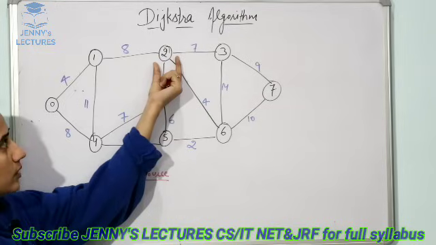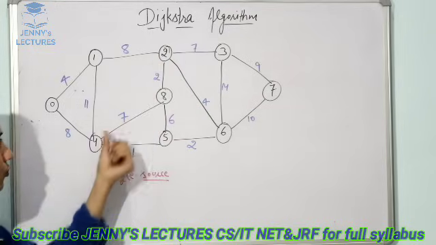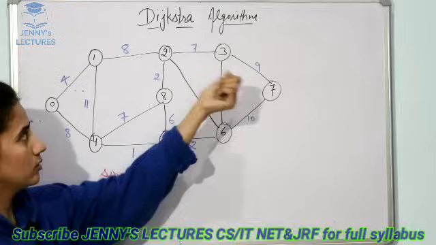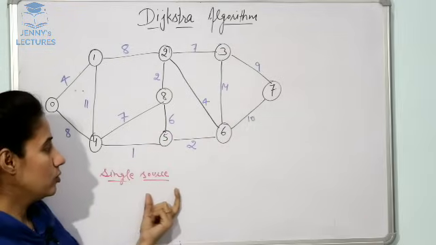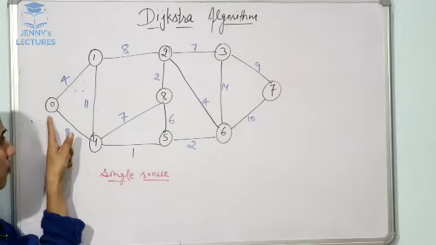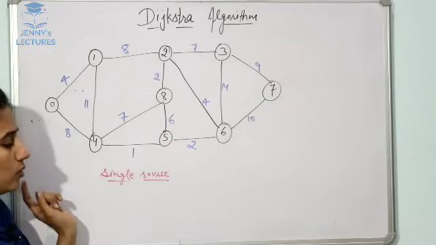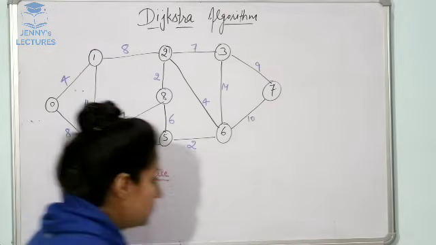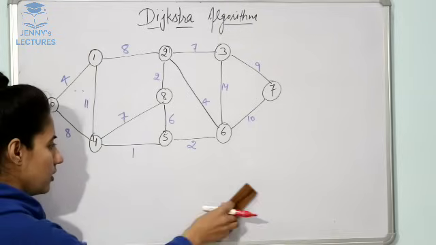consider 2 as the source and find out the shortest path from 2 to 1, 2 to 4, 2 to 8, 2 to 5, 2 to 6, like that to all other vertices. So it is basically single source shortest path problem. From one source you are supposed to find out shortest path to all other vertices. Now we will discuss the working principle of this algorithm, and after that I will show you the drawback of this algorithm.